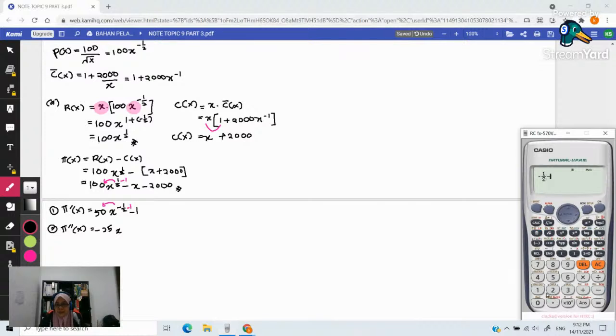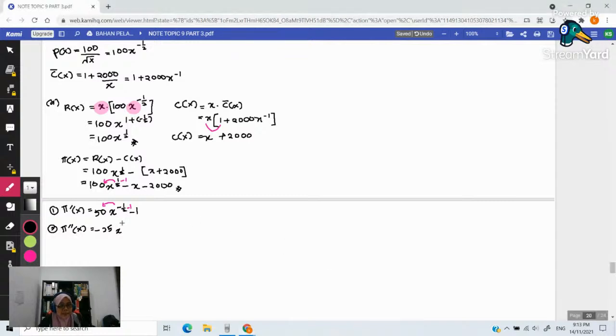Okay, we minus 1. So what is the answer? The power is negative 3 over 2. So what happened to negative 1? 0. Since pi double prime has a variable x here, we cannot make a conclusion yet. So we need to proceed with the third step.